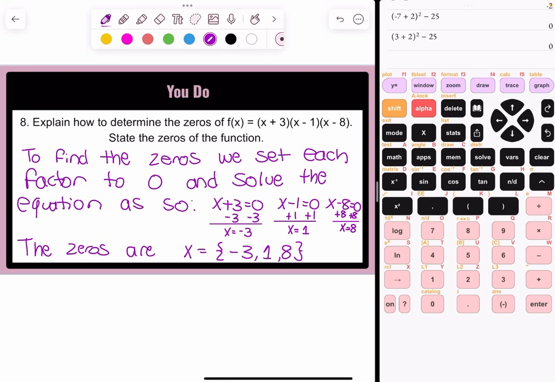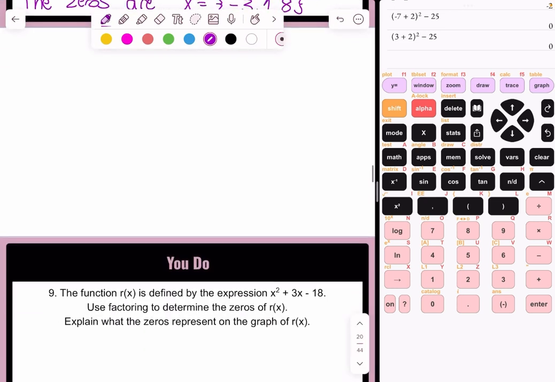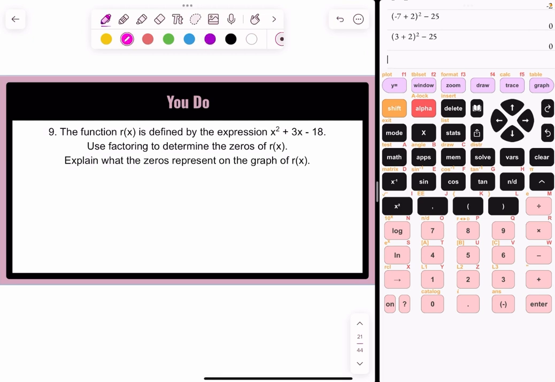Perfect. All right, let's go look at this next question. Ooh, another you do problem. Pause the video and try it. See if you can do this Regents response question. The function r of x is defined by this expression. Use factoring to determine the zeros of r of x.